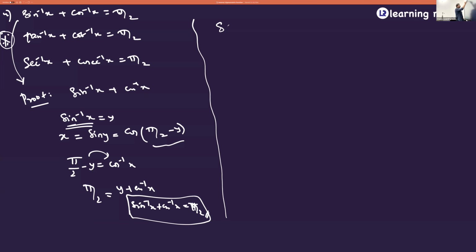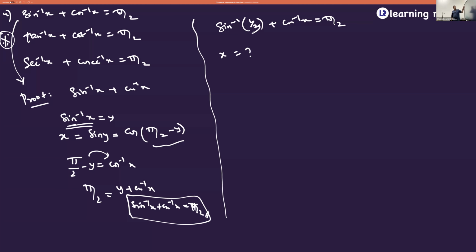If at all I have a question like this, sin inverse half plus cos inverse x is equal to pi by 2. Suppose I have something like this. Then they ask you what is the value of x. You need not sit and solve. What will we naturally do? For example, instead of half, I have sin inverse of 1 by 3, for instance. You know the value of sin inverse 1 by 3. When it was half, you know it is pi by 6. You will take pi by 6 to the other side and solve.